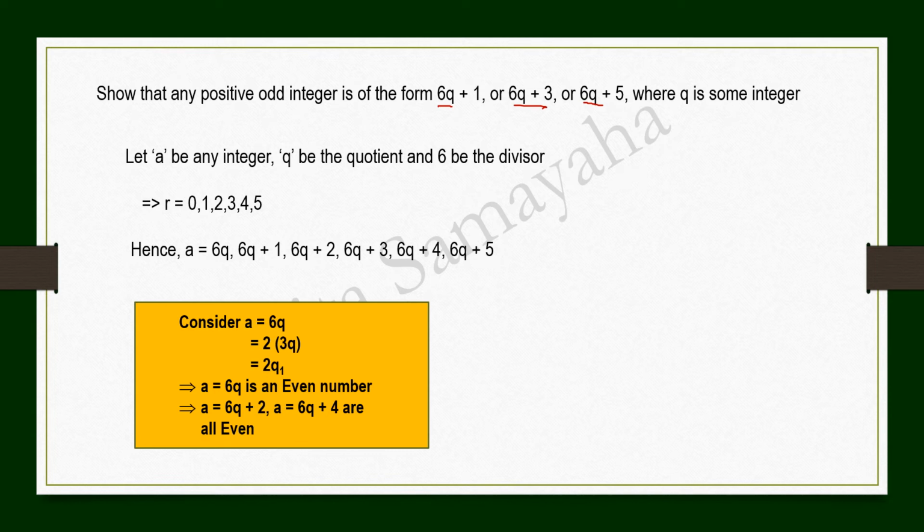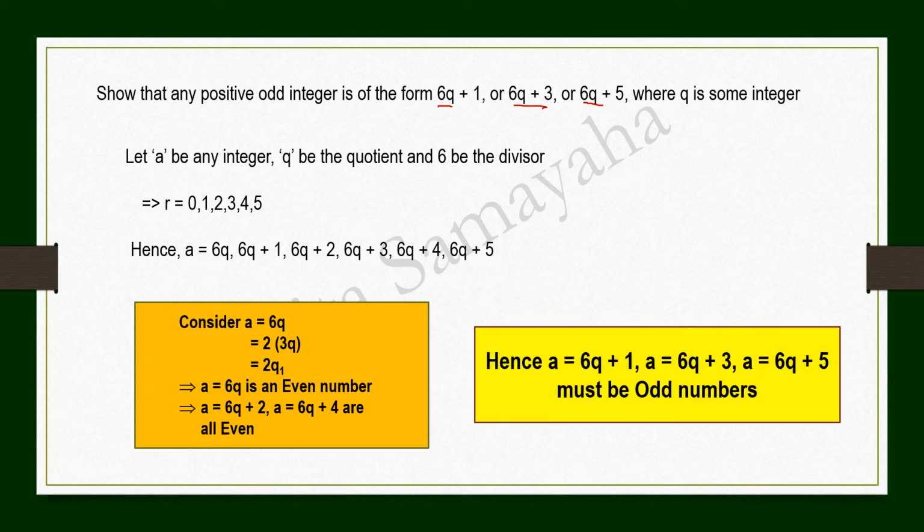Then what happens to the consecutive number of A equal to 6q? The consecutive to A equal to 6q is A equal to 6q plus 1. So A equal to 6q is even, so A equal to 6q plus 1 must be odd. And A equal to 6q plus 3 also must be odd. So hence A equal to 6q plus 1, A equal to 6q plus 3 and A equal to 6q plus 5 must be odd numbers.